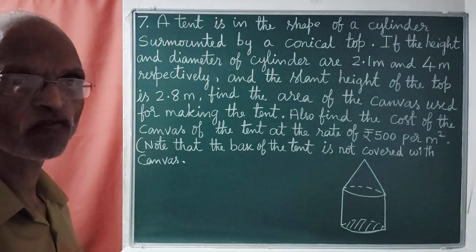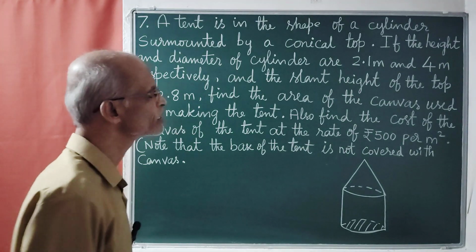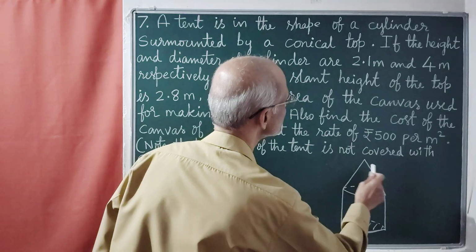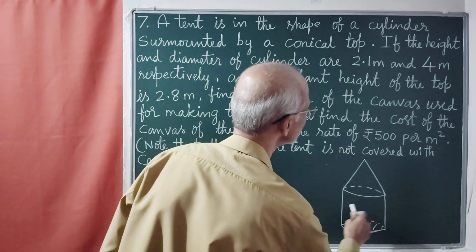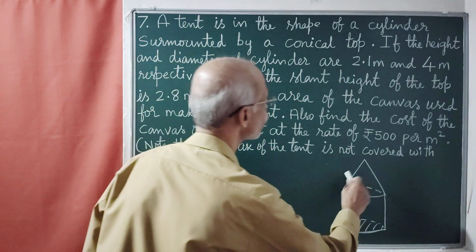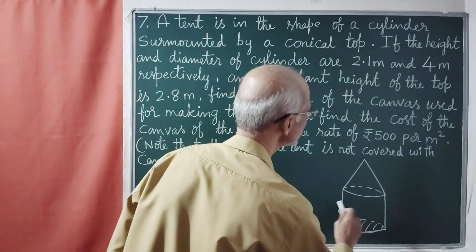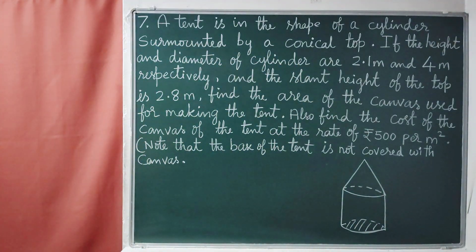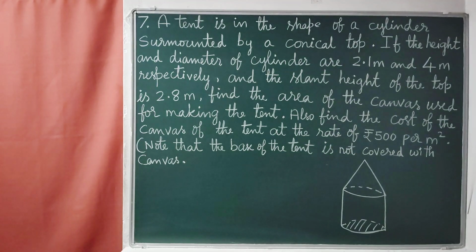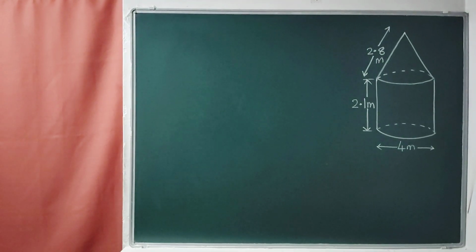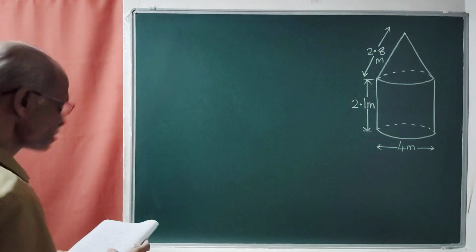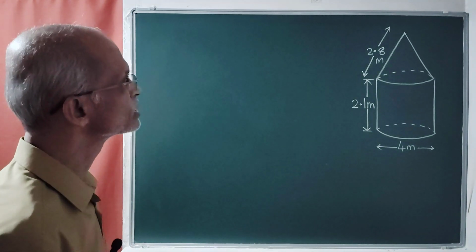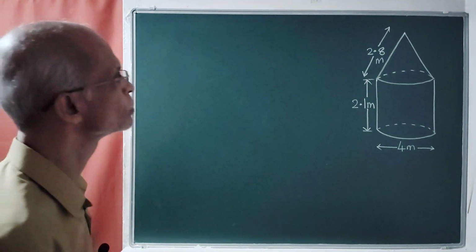So the area of the canvas used will be equal to the CSA of the cone and the CSA of the cylinder. Now first we'll find out the CSA of the cone.